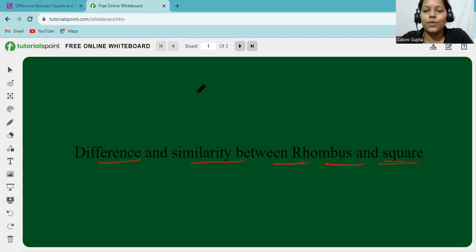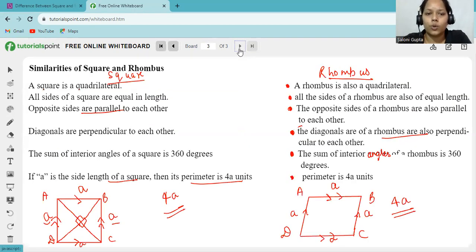What are the differences and what are the similarities between the rhombus and square. So welcome to this class and let us learn one by one what are the differences and what are the similarities between the rhombus and square. So first let us learn what are the similarities between the rhombus and square.